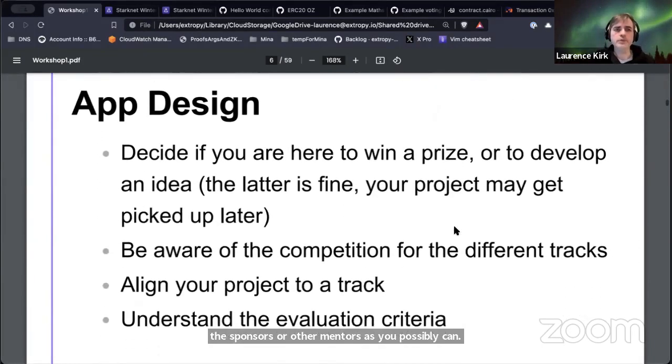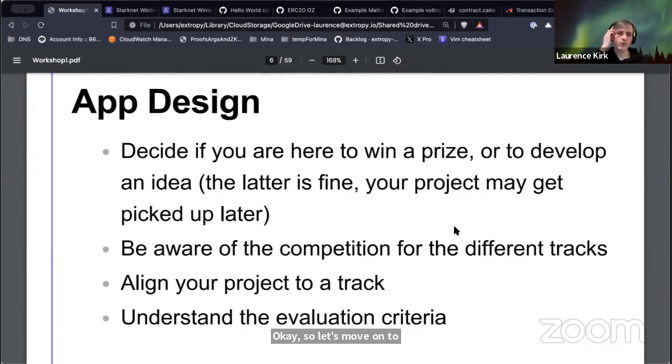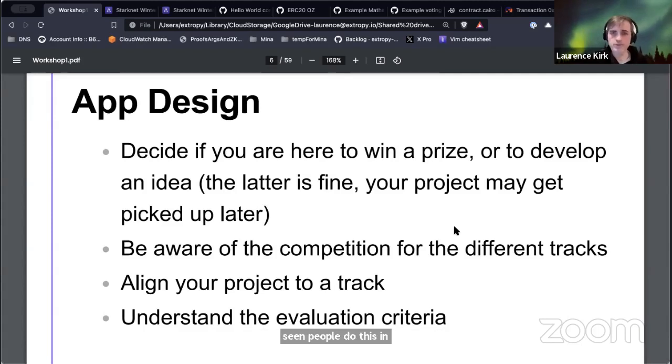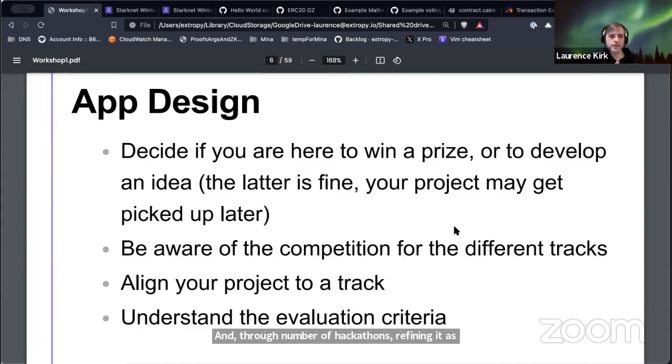Okay. So let's move on to the general design of the project. As I said earlier, you need to think about whether you are going for a particular prize, and obviously which prize, or if you're going for a particular track, or whether you're not really interested in that and you just want to develop an idea. And again, that's not a bad choice by itself. I've seen people do this in multiple hackathons where they've started development of an idea in one hackathon and then carried it on through a number of hackathons, refining it as they've gone along. But you do need to think about that when you start, because it will really alter your focus.